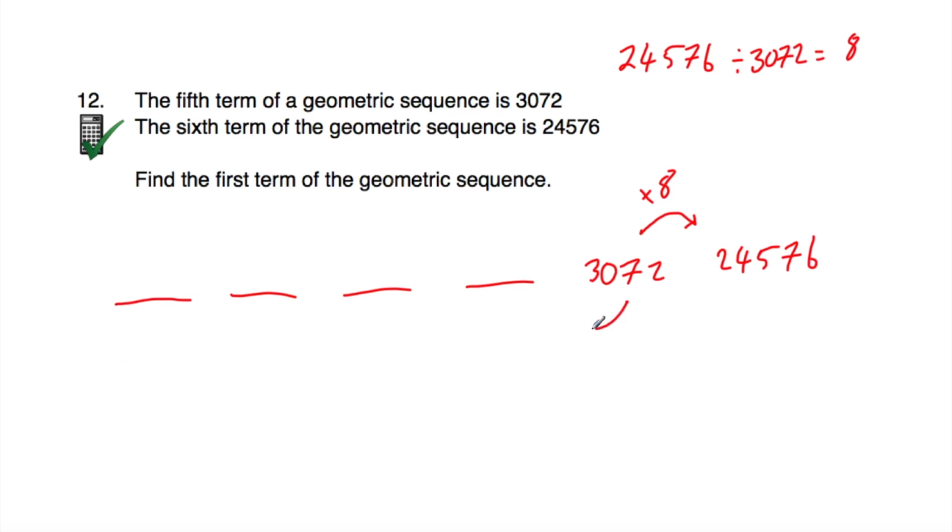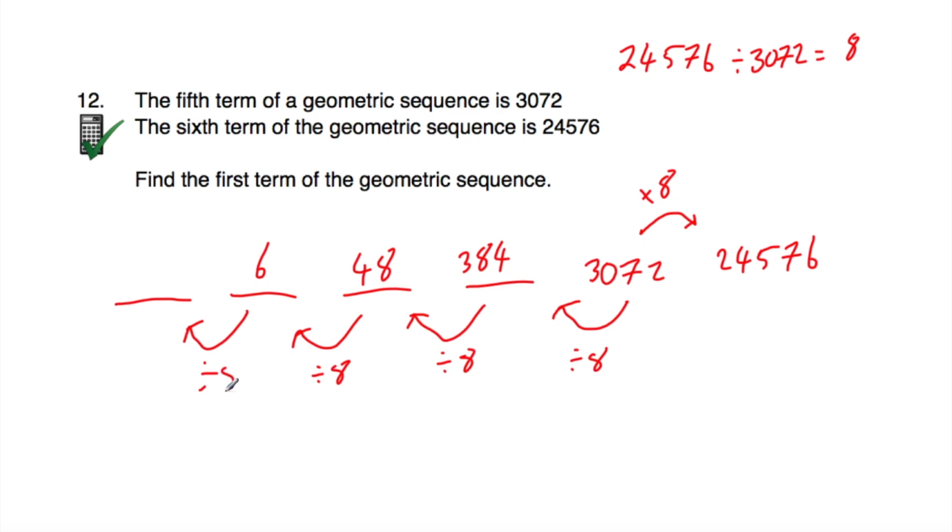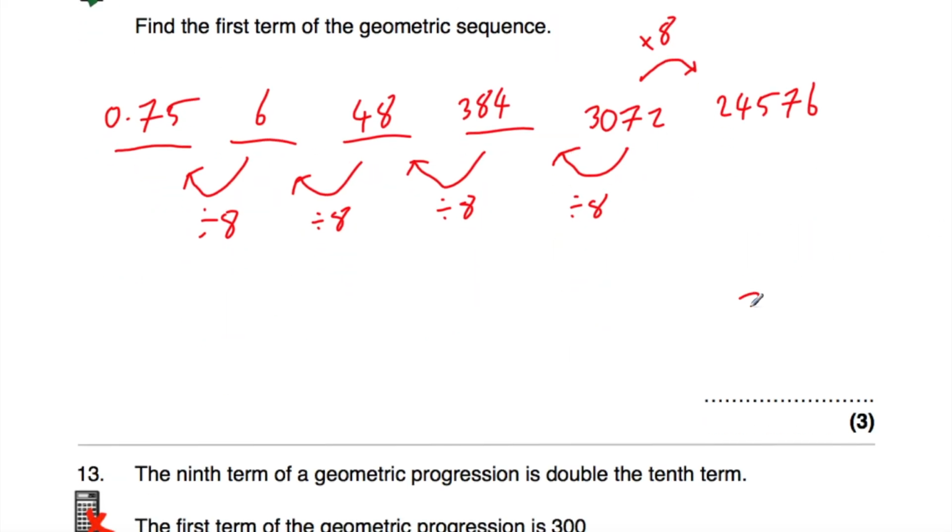first term. So let's divide by 8, 3,072 divided by 8 is equal to 384. If we then divide by 8 again, that's equal to 48. Dividing by 8 again, dividing by 8 again will be equal to 6. And dividing by 8 again will be equal to 0.75 or 3/4. So the first term is 3/4. So that's it. So 3/4 or 0.75.